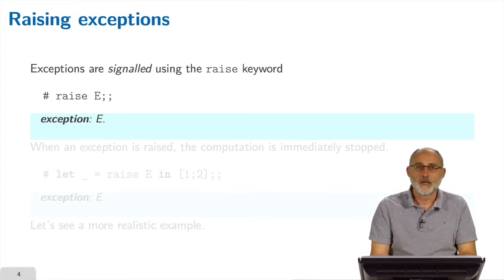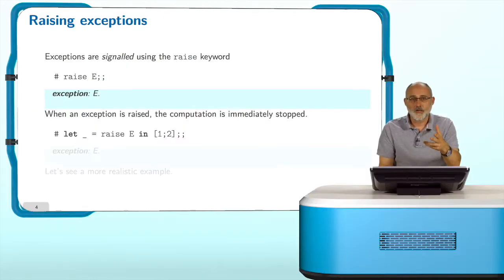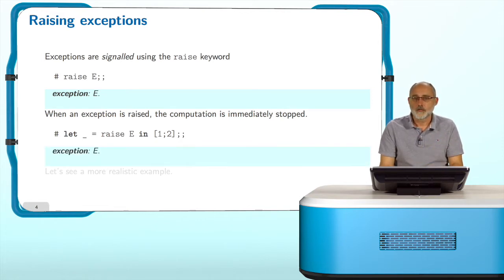And let me make it more clear: when an exception is raised, everything is immediately stopped, any computation, and we only get the exceptional value as a return. Like for example here, we are making a definition where we first raise E in the expression that should return the list 1 and 2. Well, if we hit return, the system doesn't compute the list 1 and 2, doesn't return 1 and 2, but just stops with the exception E as soon as it sees it.